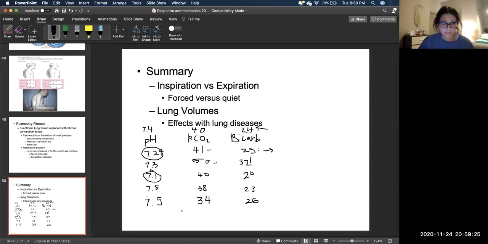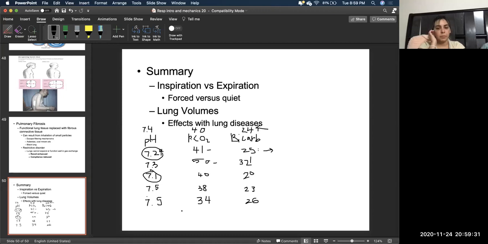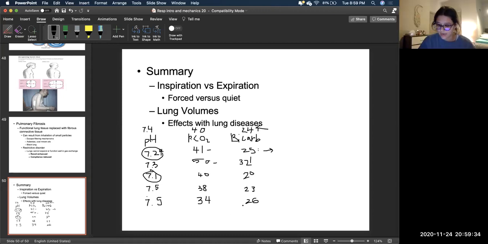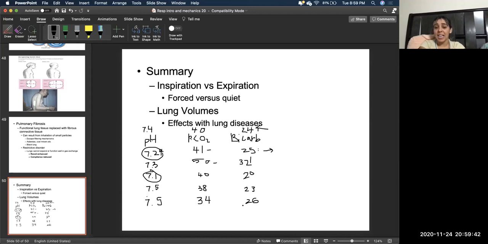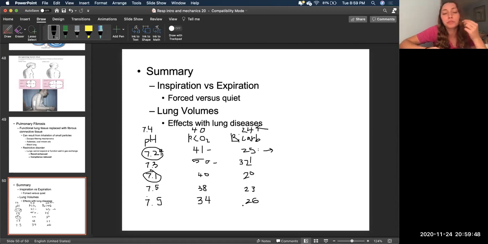Wait, we're talking about metabolic acidosis, correct? Yes. Then your respiratory system would compensate by hyperventilating to get more CO2 out, because you want less hydrogen ions. Marnie was right, it'd be hyperventilation. Your respiratory rate is going to increase.